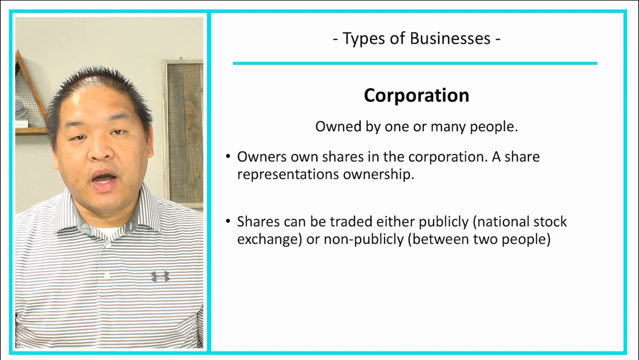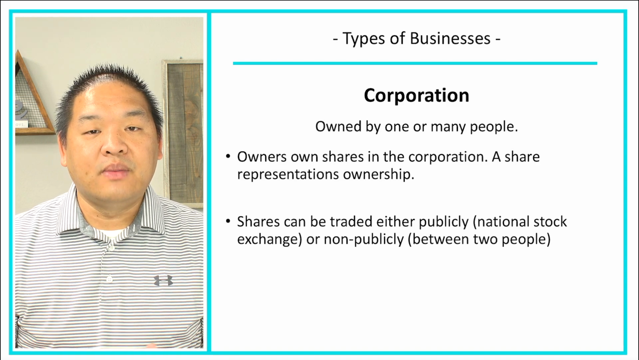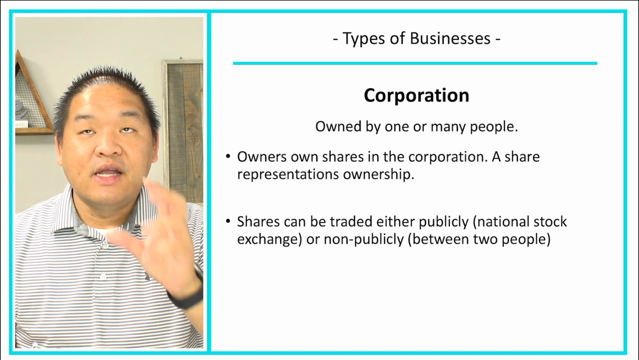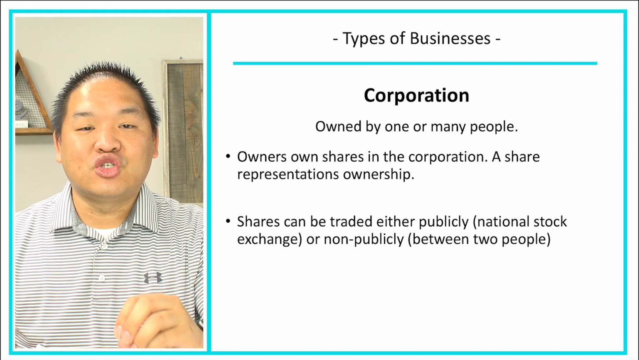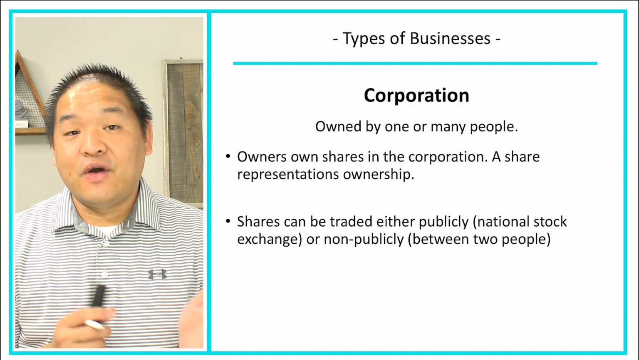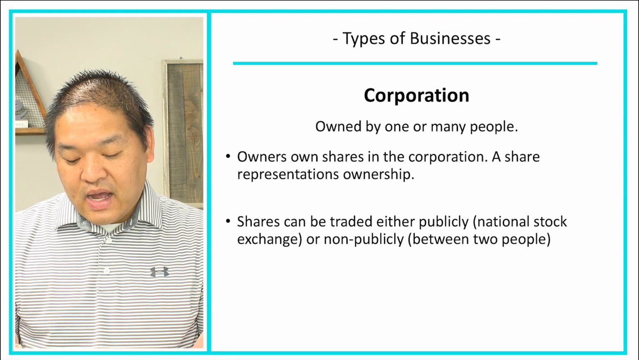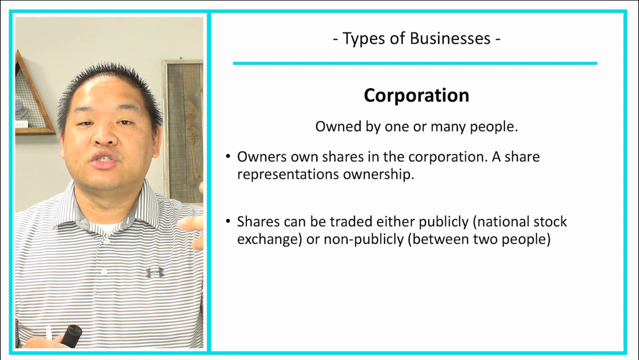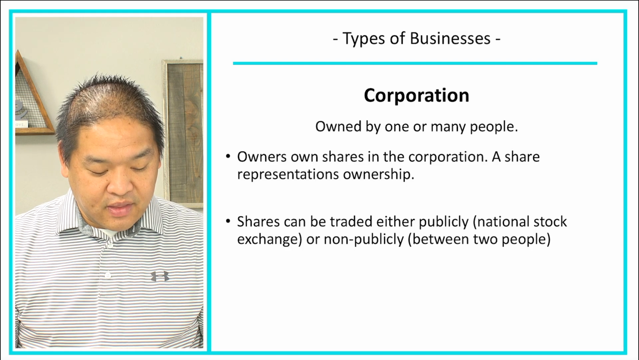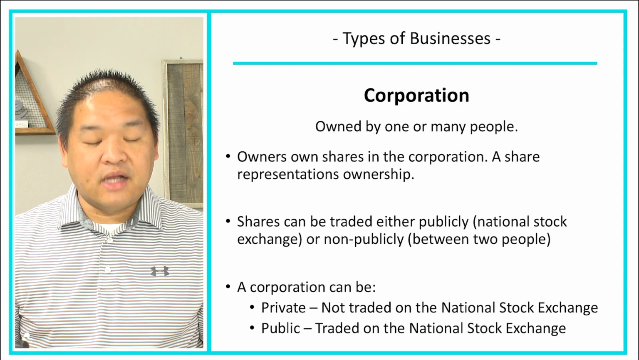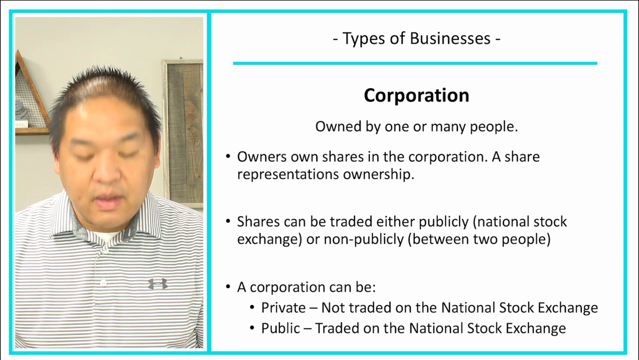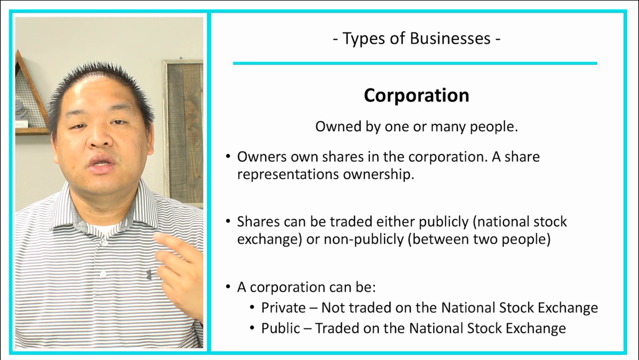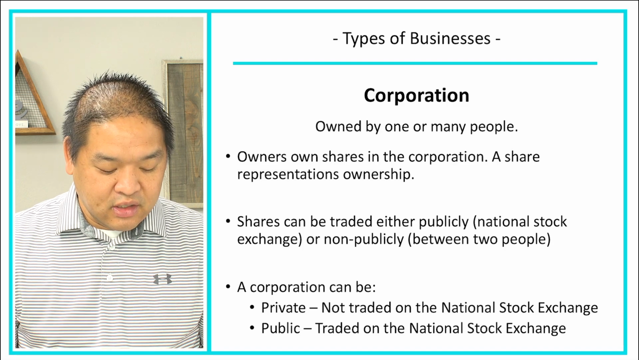Now, shares can be traded either publicly on a national exchange or non-publicly between people. There are specific rules to all of this, but publicly traded shares can be traded publicly, so you can go onto your phone and actually buy shares of a company, or there might be corporations that are not public in which you would have to find someone who's already an owner and buy shares directly from them. Now, a corporation can be private, not traded on a national stock exchange, or public. We call that a public company. That public company is traded on a national exchange, which makes it easy to trade shares of ownership.